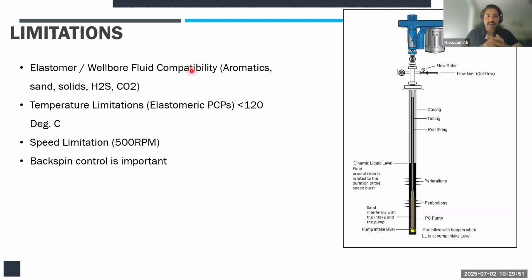But there are strict speed limitations as well. The maximum speed you can run your PCP is 500 RPM. Above this, either your rod strength will break, or you will have sealing issues, or you will have reliability issues with your PCP elastomer. So these are some of the limitations of the PCP.